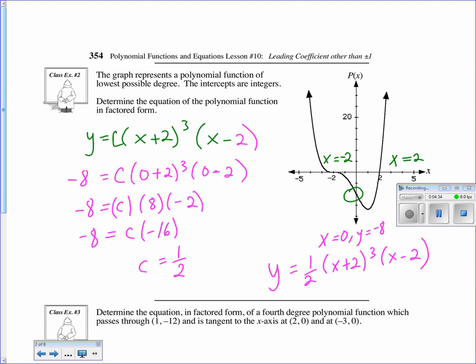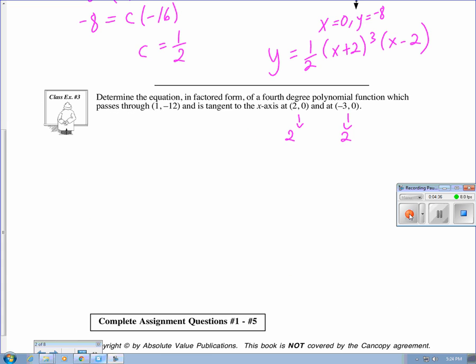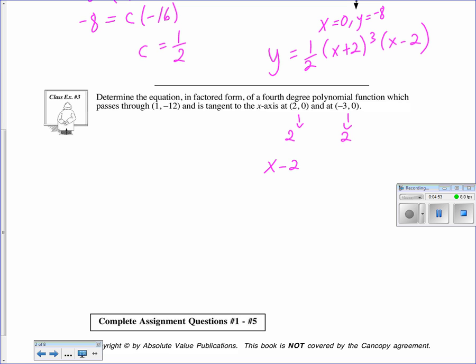We've got 2 more to try. Let's go down. So reading through class example number 3, I noticed that the graph is tangent to the x-axis at 2 points. That indicates a multiplicity. So I have an x-intercept at 2, which translates to a factor of x minus 2. And because it was tangent or bounced, it's doubled, so x minus 2 squared.